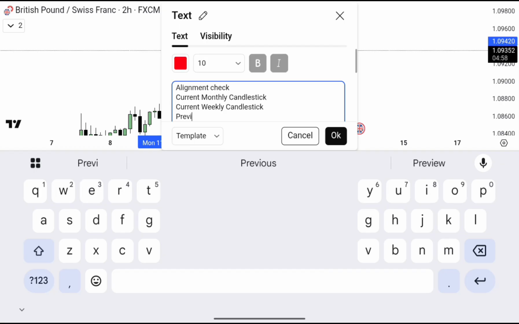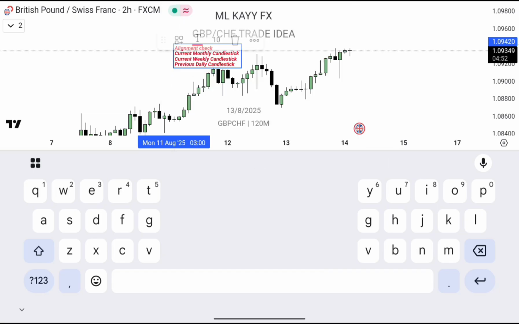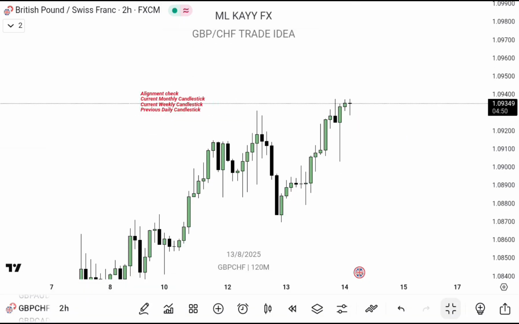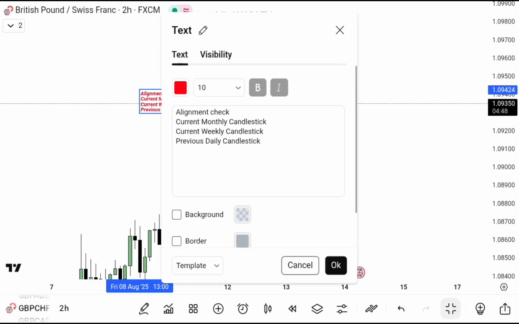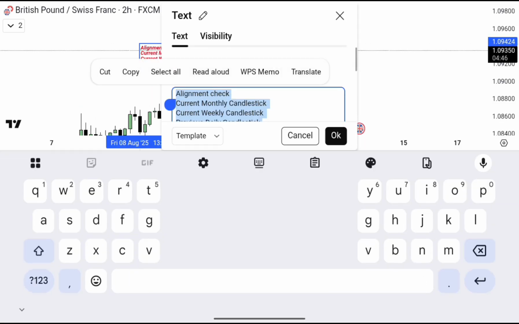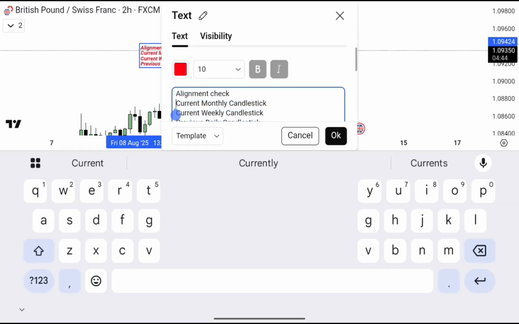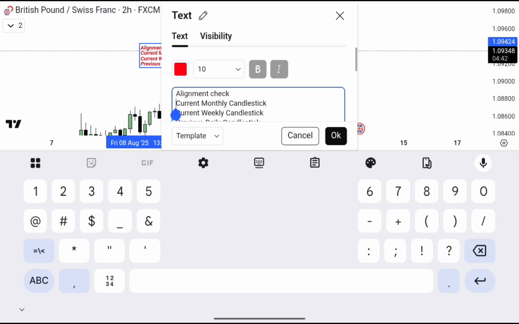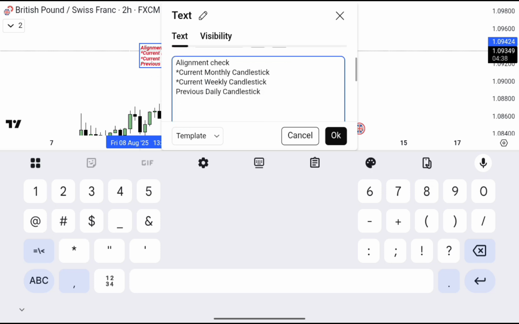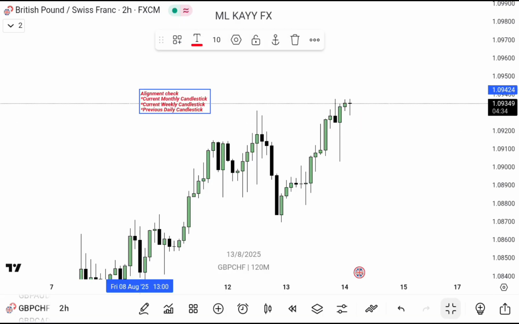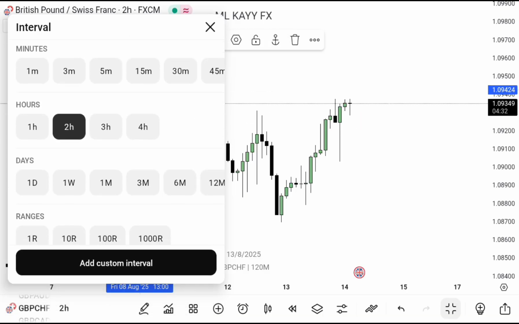With the alignment method, you check the current monthly candlestick, the current weekly candlestick, and the previous day. This analysis was done on Tuesday, so you can only use this method starting from Tuesday, Wednesday, Thursday, and Friday, because the aim of the strategy is to catch the low or the high of the next day, or rather the current day, right?